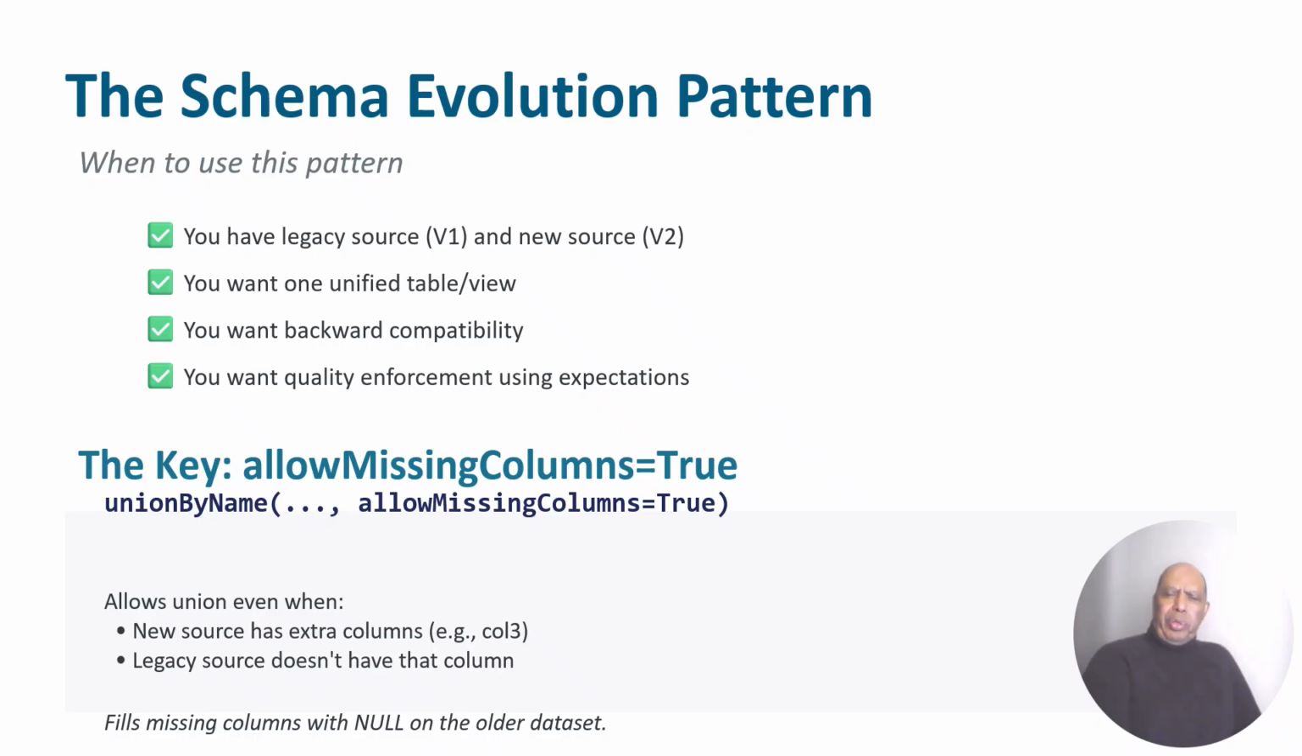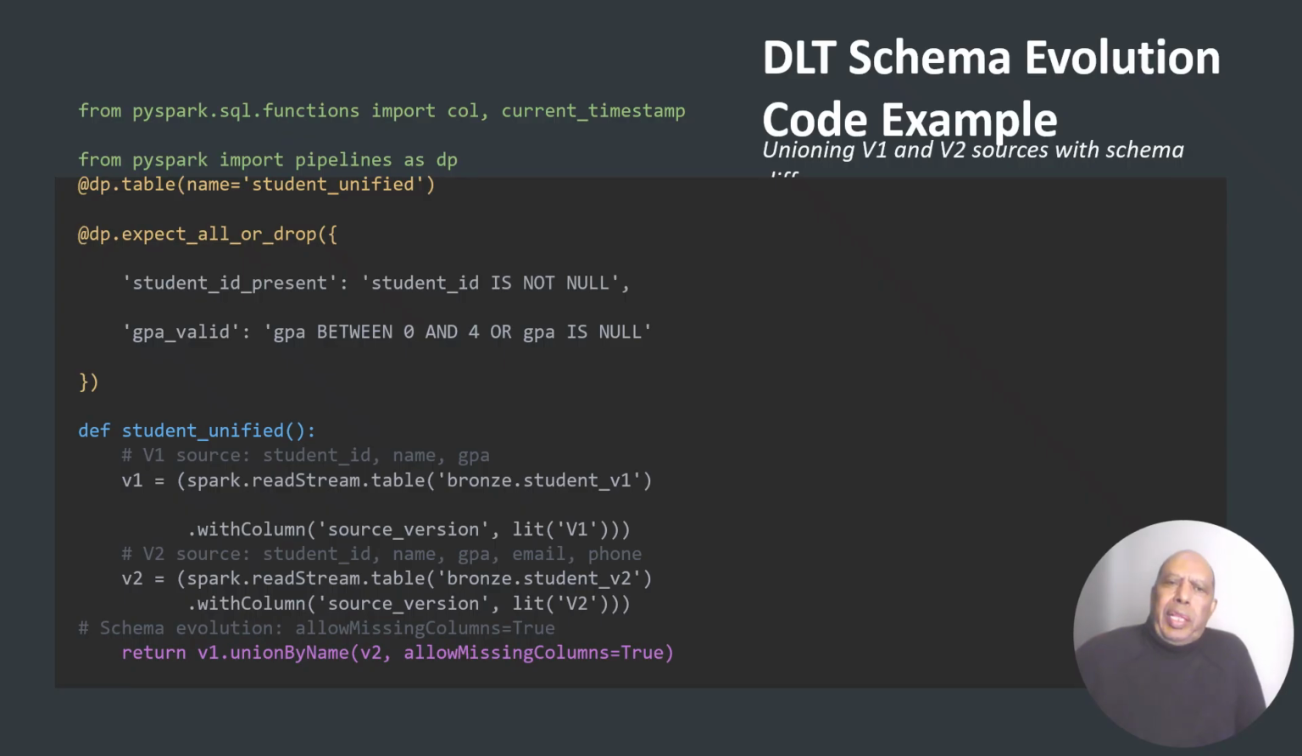So let me show you the actual code. Here is the actual code for schema evolution in DLT. Let me walk you through this step by step. The first line is imports. We are using Delta Live Tables pipeline as DP, and we need some Spark functions as well. Then the decorator: we define a table called student_unified. Notice we are still using expect_all_or_drop. Schema evolution does not mean we drop quality enforcement. We are still requiring student ID to be present and GPA to be valid.